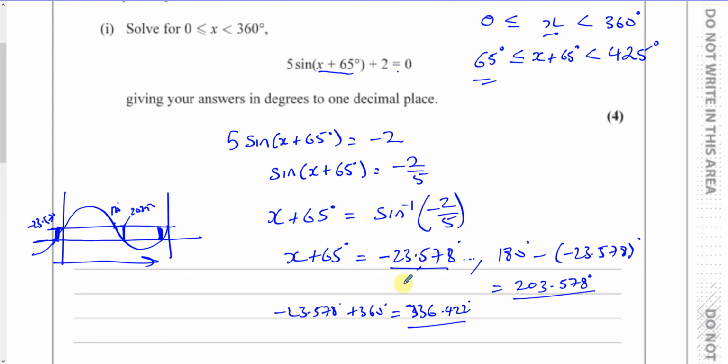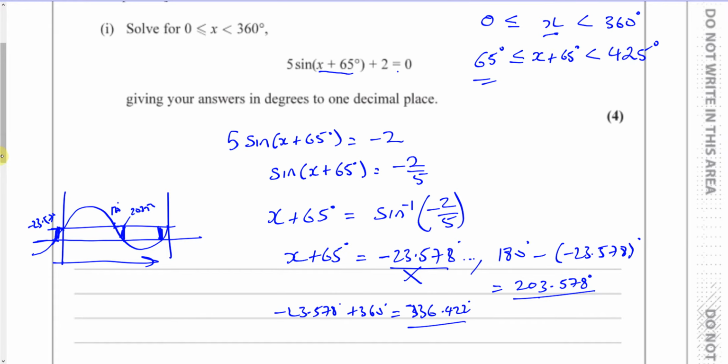Now this one is outside of our range, but I used it to find this angle, and I also used it to find that angle. Any other angles, if I add 360 to this angle, I'm going to be outside of the range. If I take away 360 from this angle, I'm going to be outside of the range. If I take away 360 from this angle, I'm going to be out of the range. So these are the two angles which are in our range, these two angles here.